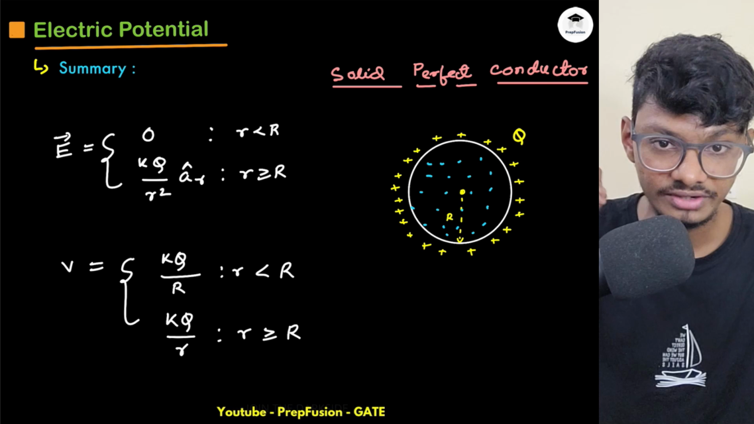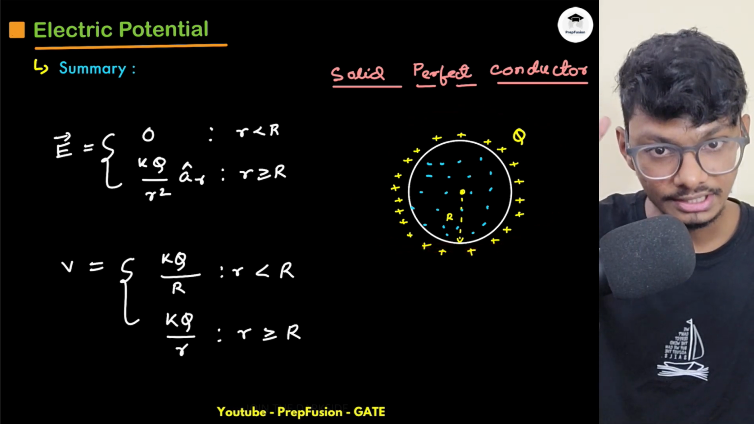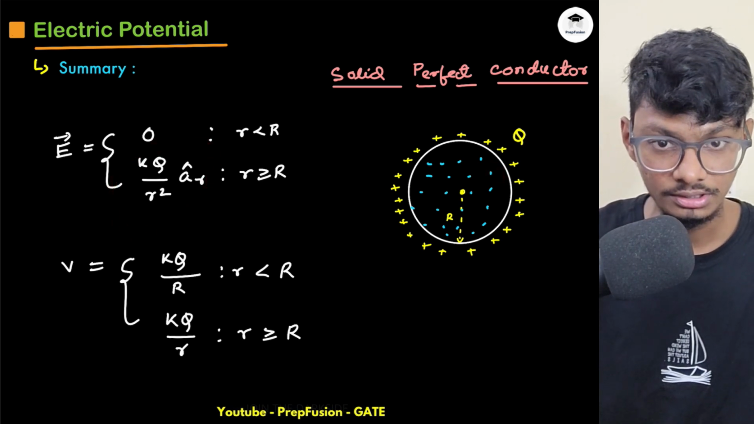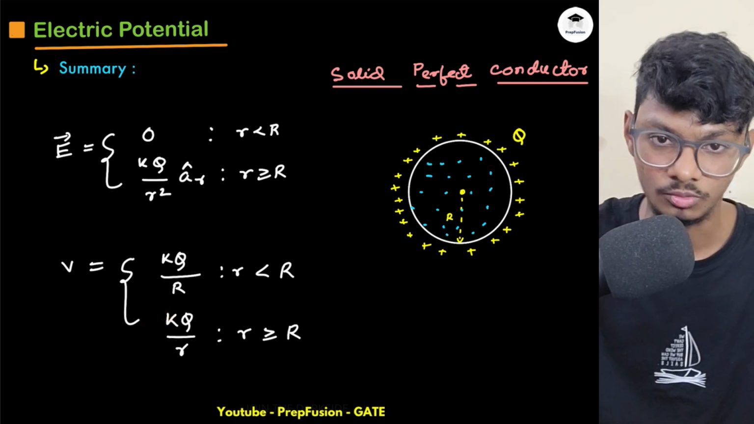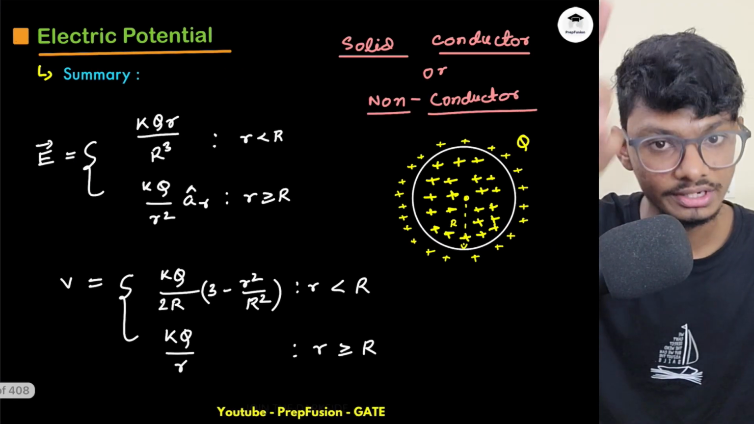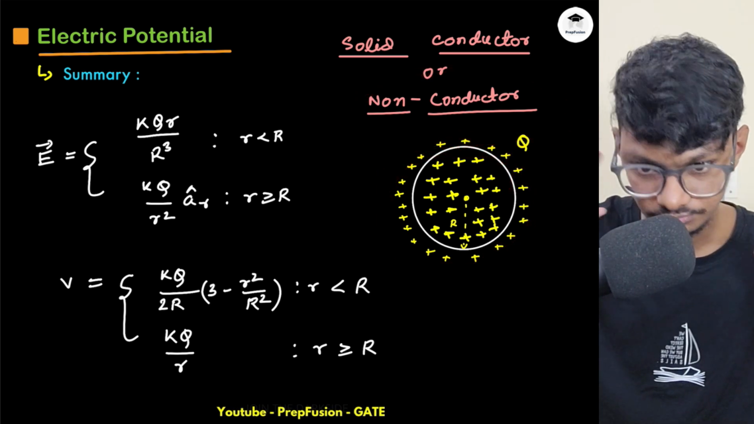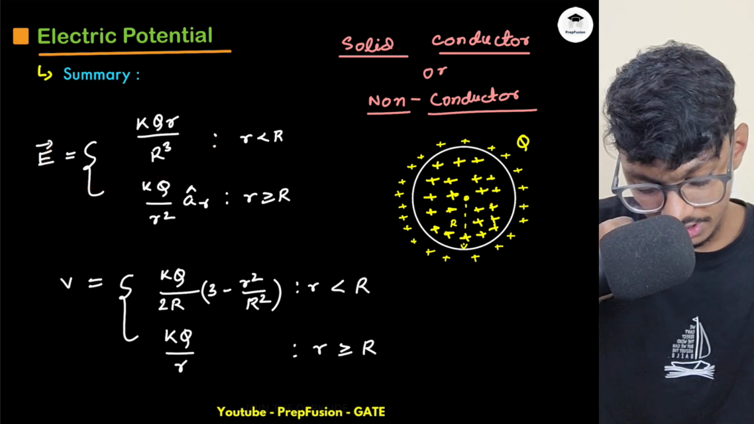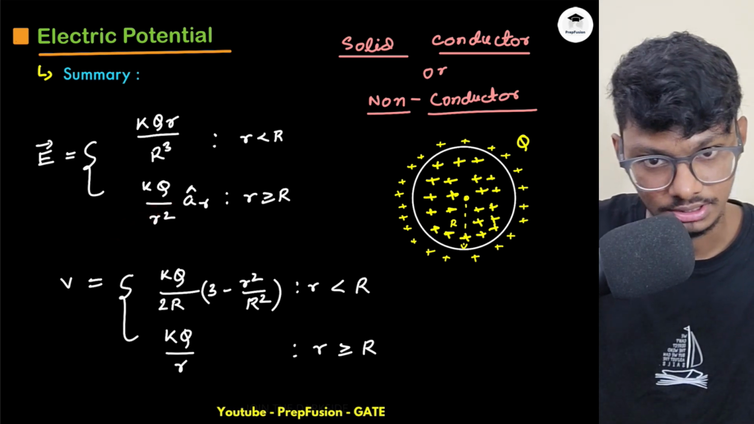And for a solid perfect conductor, this concept we will use later on, so please keep this in mind. Electric field inside will be zero, electric field outside will be kq by r square, same as the hollow conductor. Potential also will be the same: inside kq by capital R and outside kq by small r, for a solid perfect conductor. But for a solid conductor which is not perfect, or a non-conductor, charge can be equally distributed. It can be distributed inside the volume. Then the formula becomes kq r by capital R cube, and if it is outside, same as the point charge.